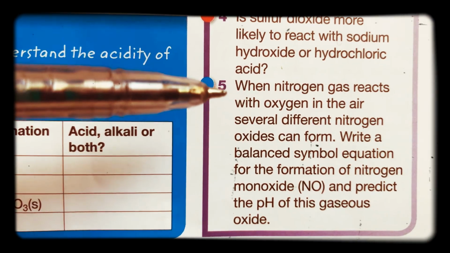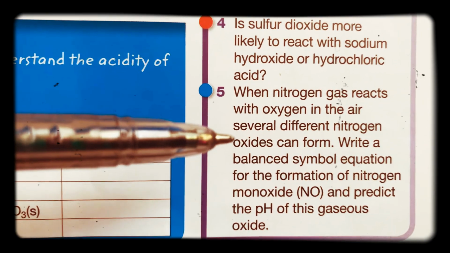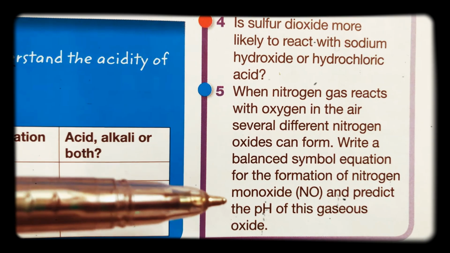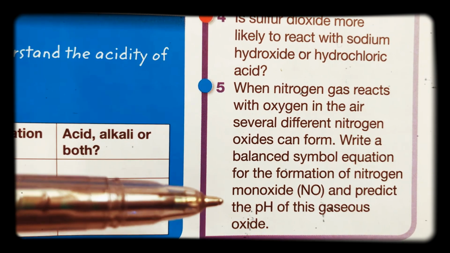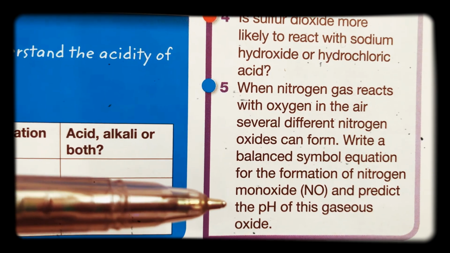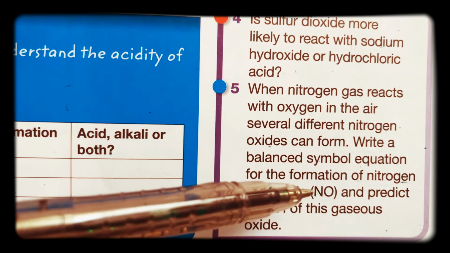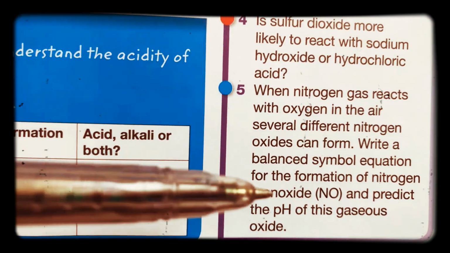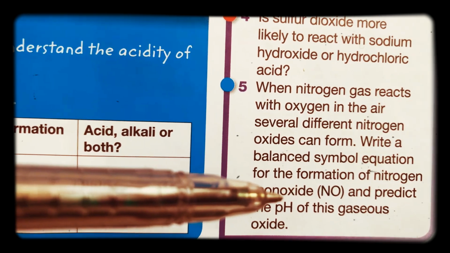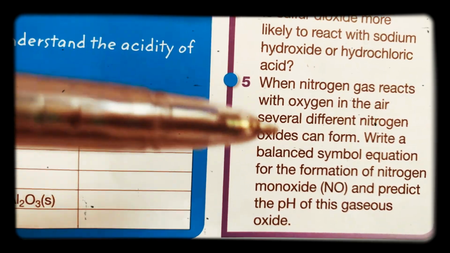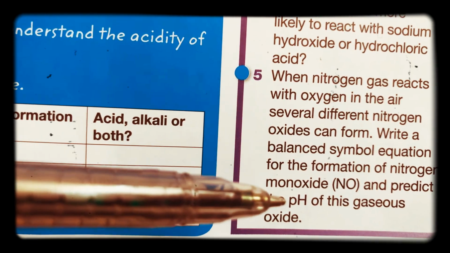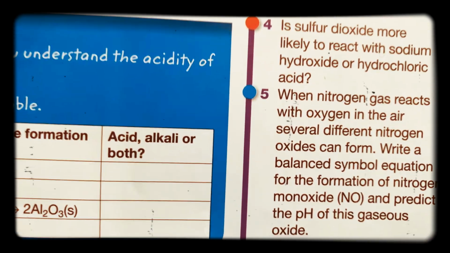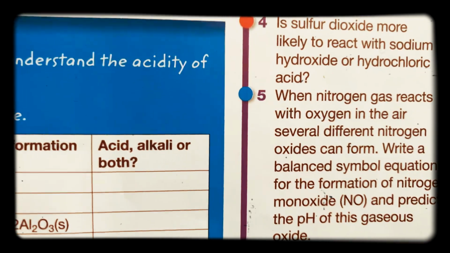When nitrogen gas reacts with oxygen in the air, several different nitrogen oxides can form. Write the balanced symbol equation for the formation of nitrogen oxide and predict the pH of this gaseous oxide. Pause the video. So nitrogen is a diatomic molecule, so it would be N2 plus O2 reacts to form, arrow, 2NO. And because this is on the right-hand side in the periodic table, we would predict the pH to be less than 7 because it is acidic.